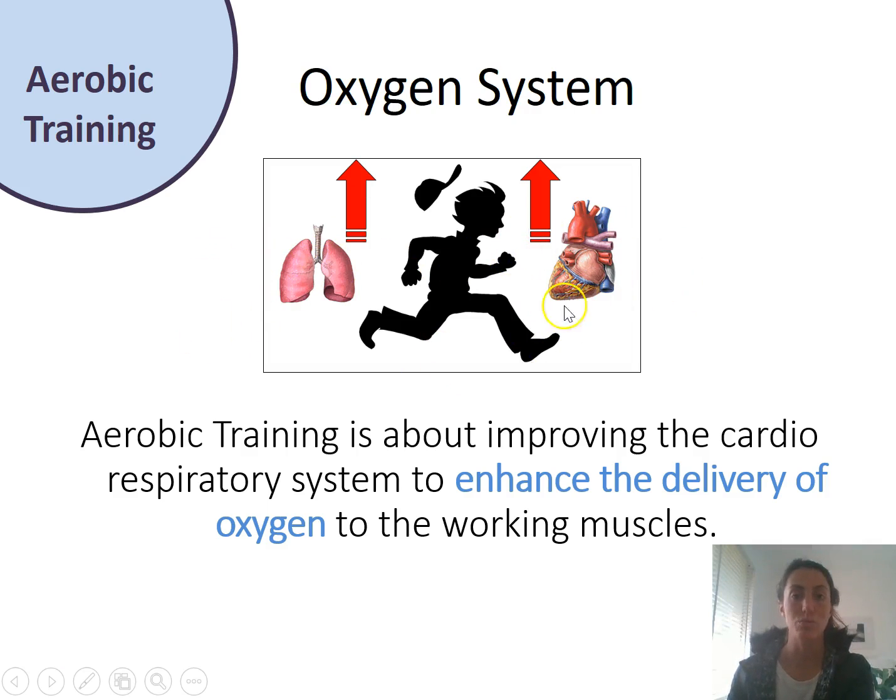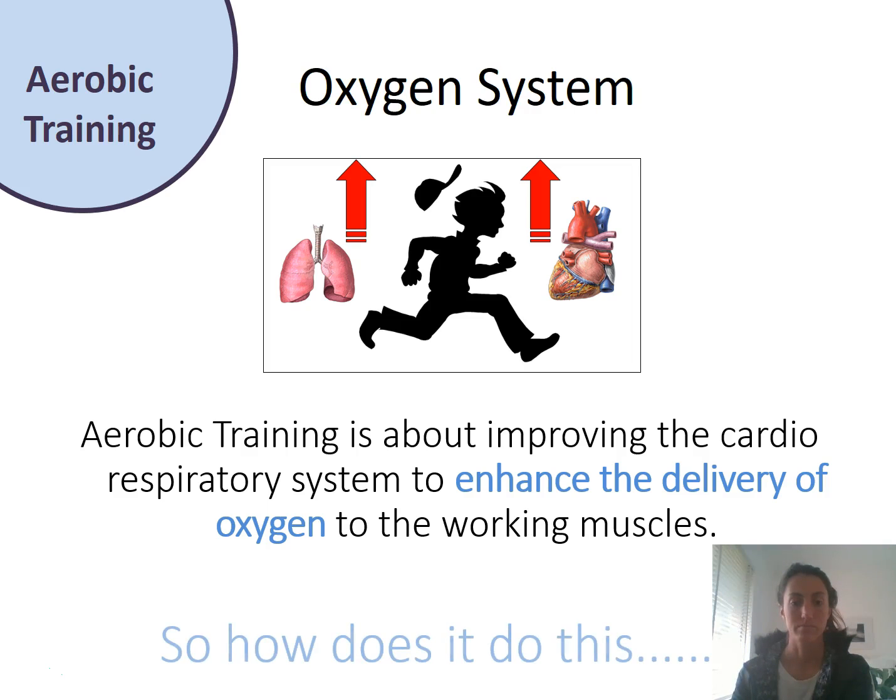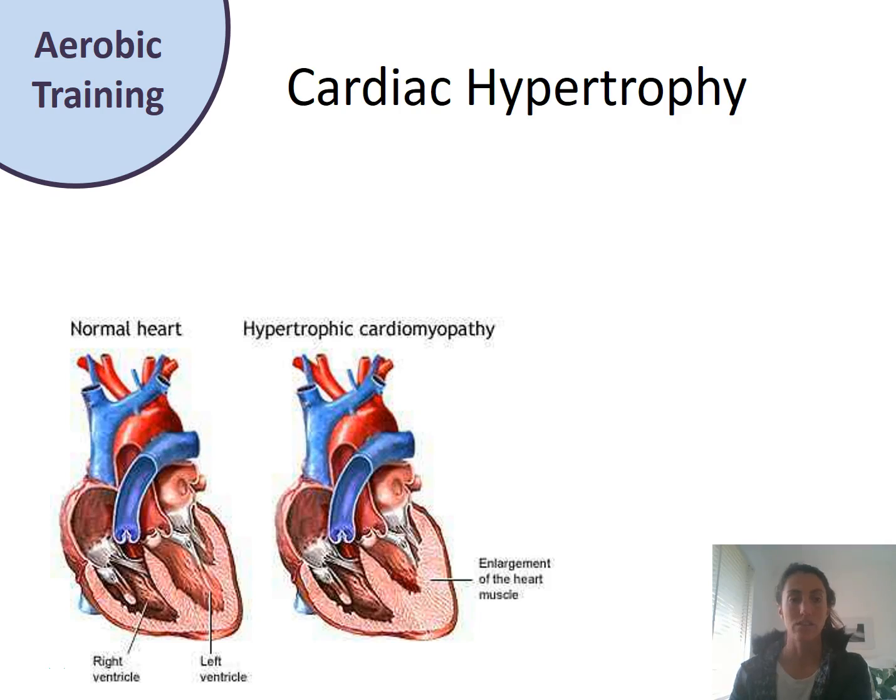What are the changes, what are the adaptations that happen to those body systems, and even the muscular as well, to allow better oxygen uptake, better oxygen delivery, and better oxygen extraction, so we're getting more oxygen to the working muscles. So the first one we're going to look at is cardiac hypertrophy.